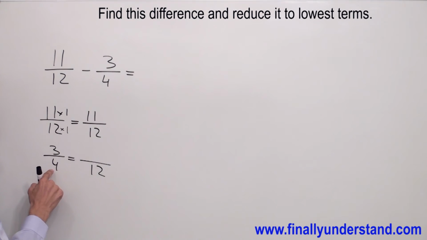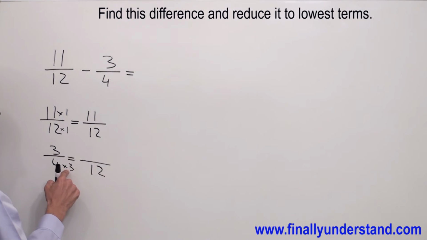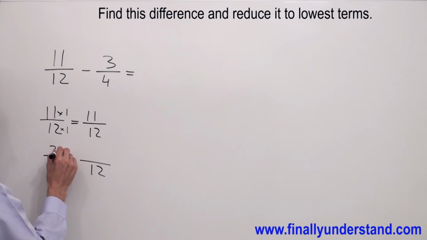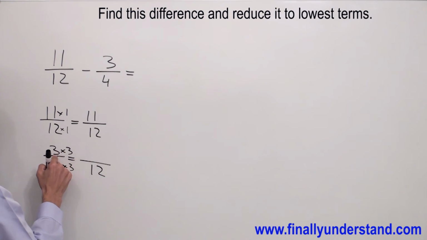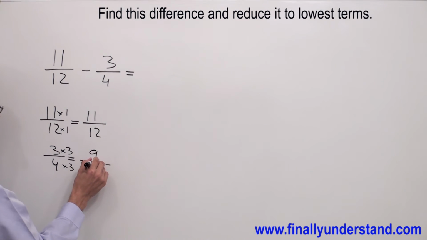By what number do I have to multiply 4 to get 12? I have to multiply by 3. Whatever I did in the denominator, I have to also do in the numerator. Times 3. 3 times 3 gives me 9.